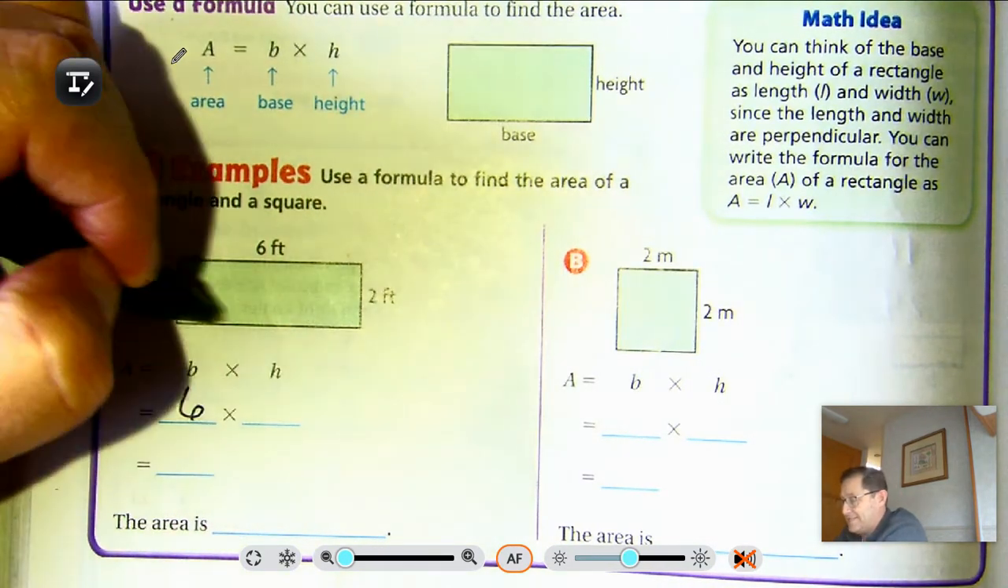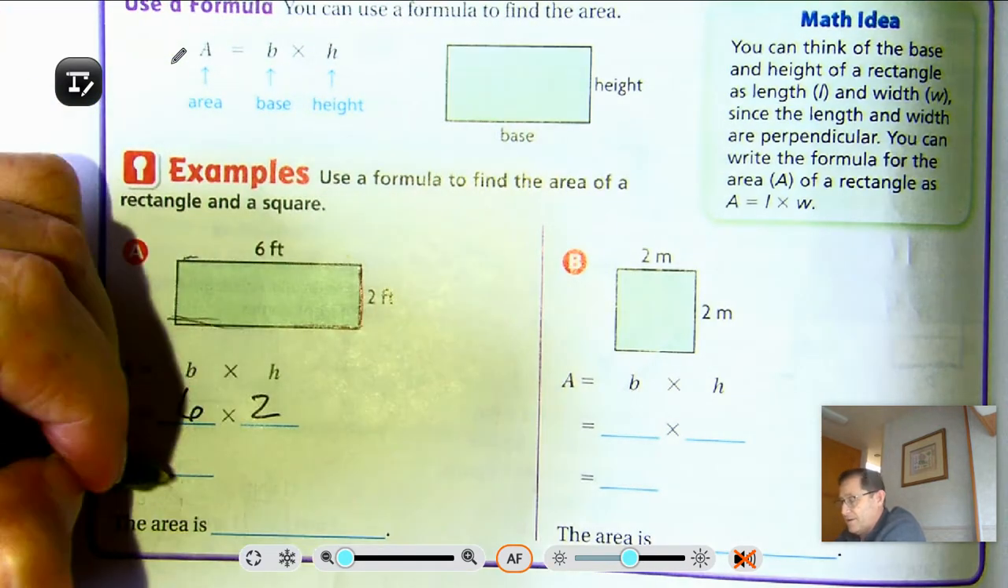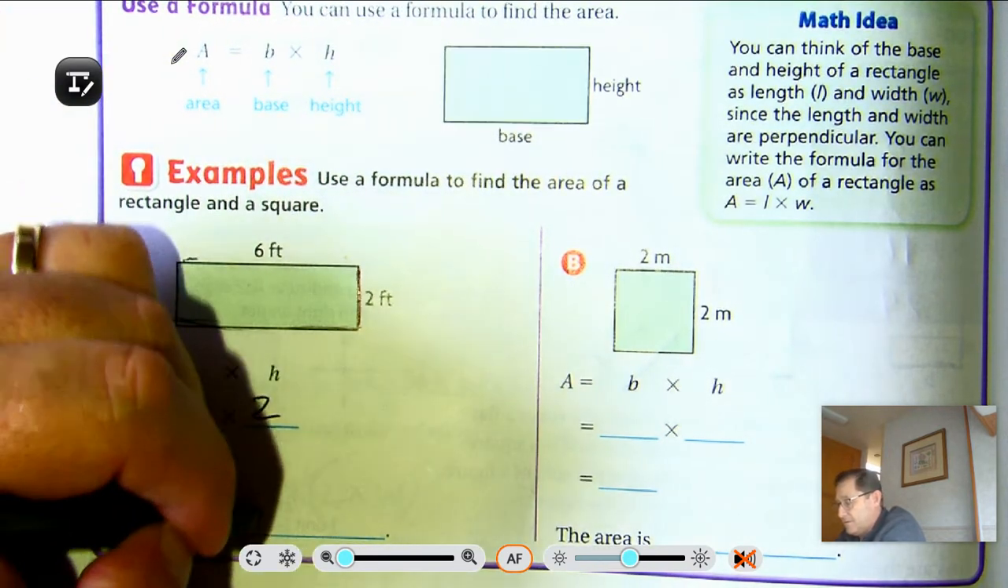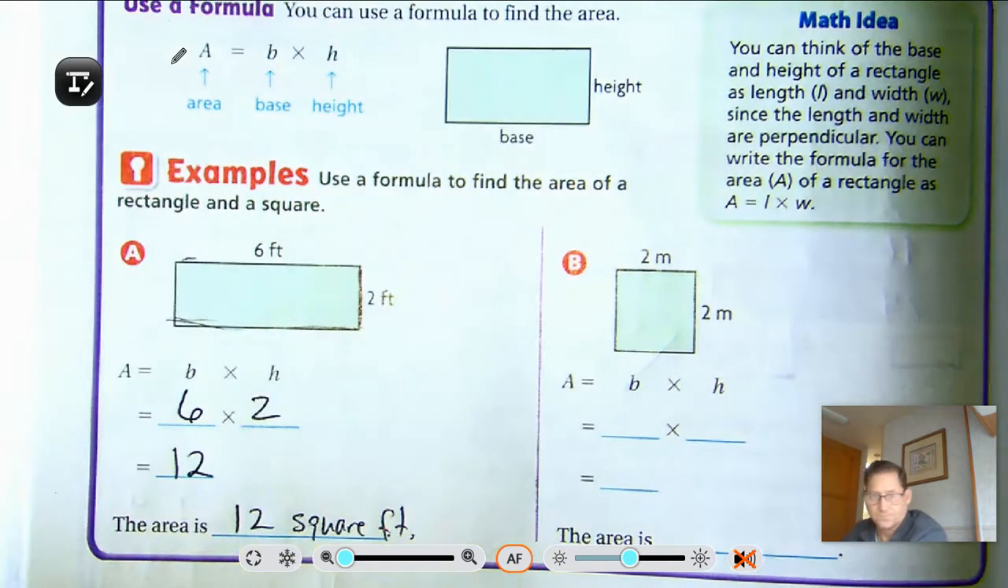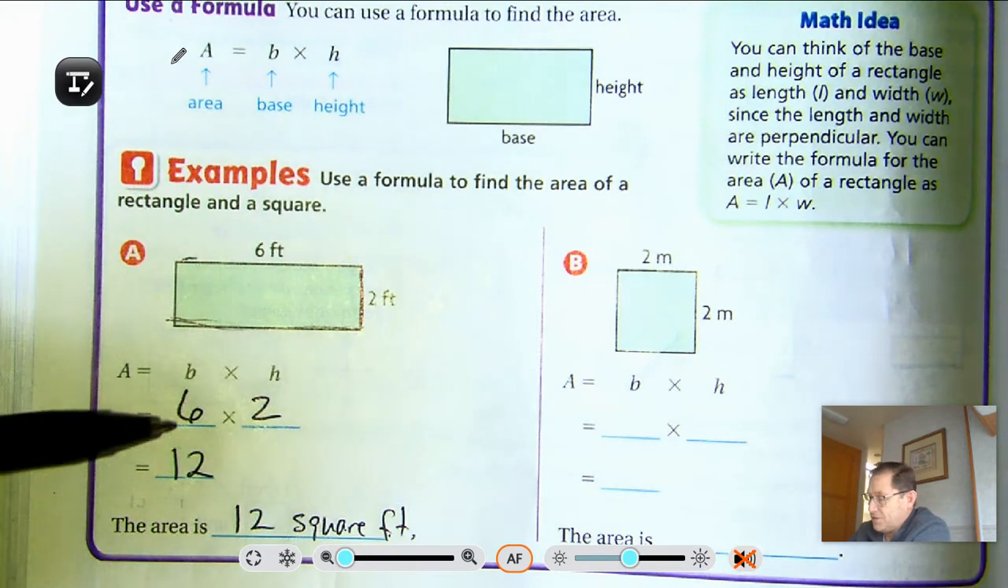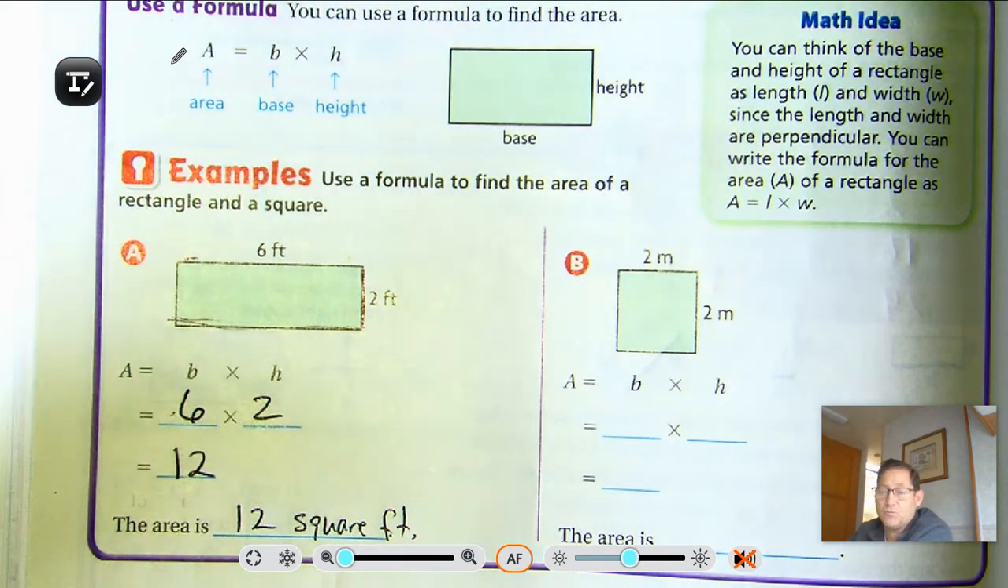So if my base is 6, what's perpendicular to it? A height of 2. So mine is 12 square feet. But it doesn't matter. If you put 2 first as the base and you called the height 6, you still would get 12. Okay.